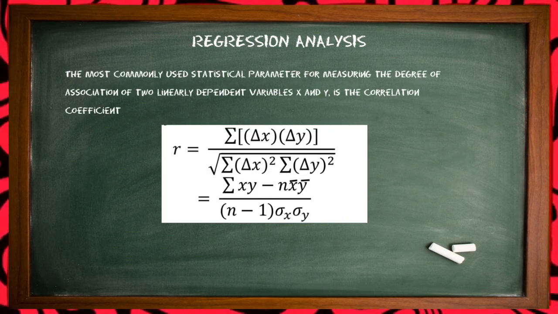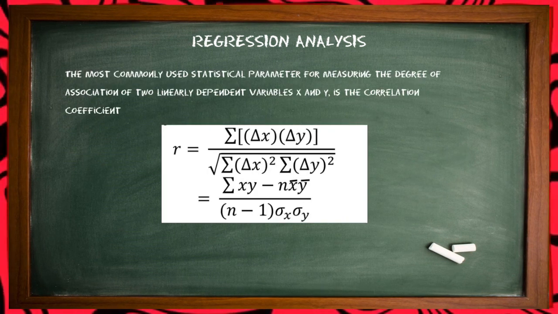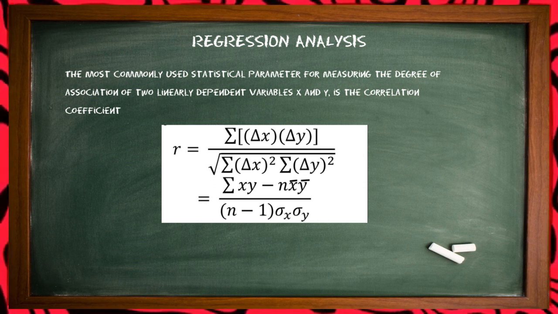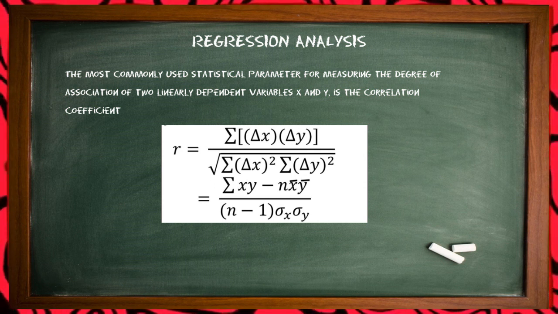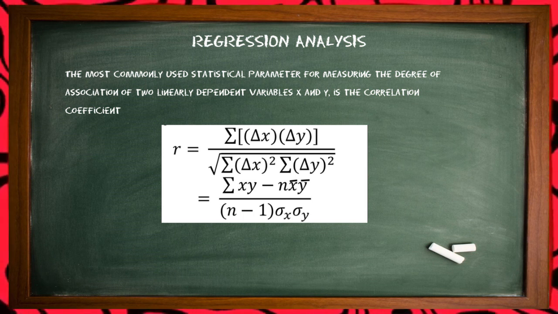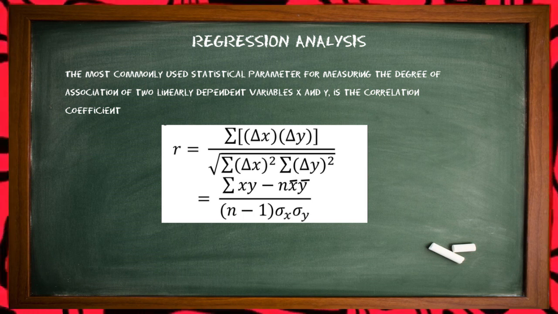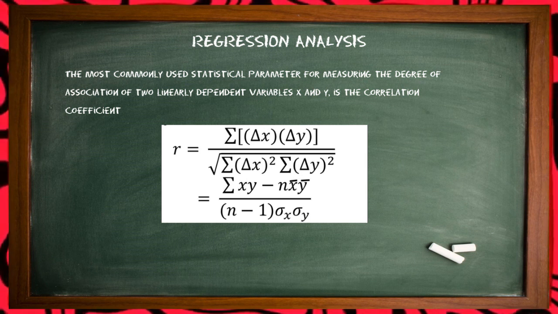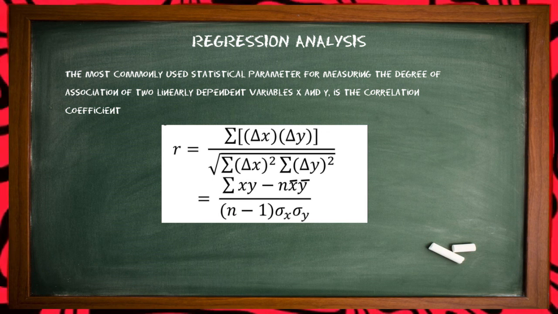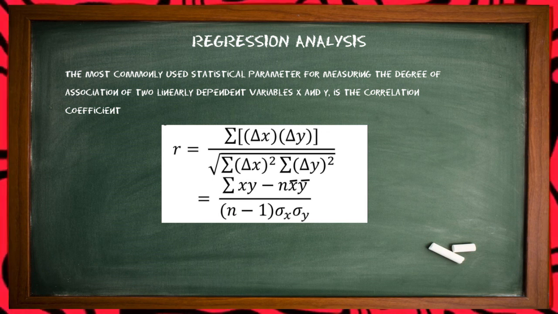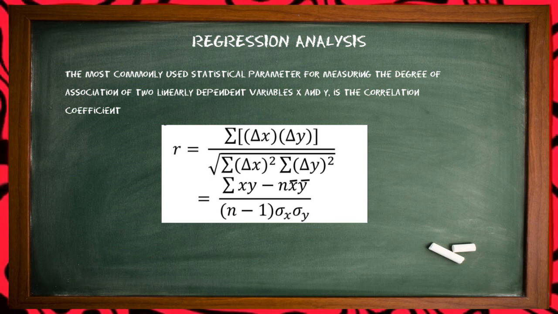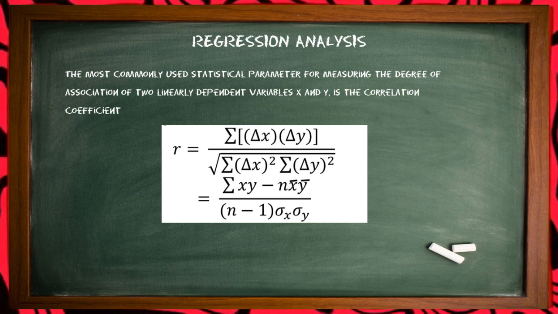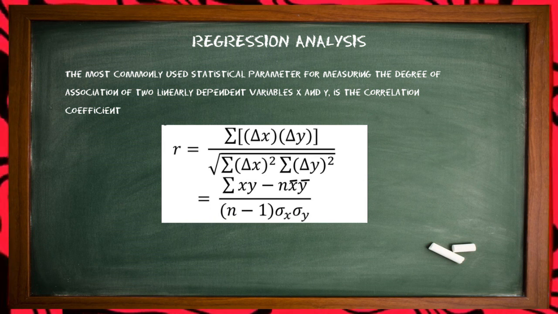The most commonly used statistical parameter for measuring the degree of association of two linearly dependent variables x and y is the correlation coefficient, where delta x is equal to x minus the mean of x, and delta y is equal to y minus the mean of y. Here are the standard deviations of x and y, respectively. x and y are the middle of each class interval, respectively.